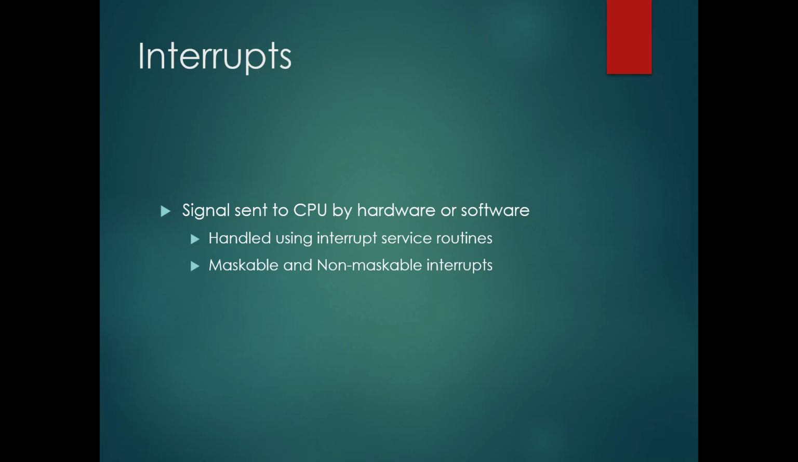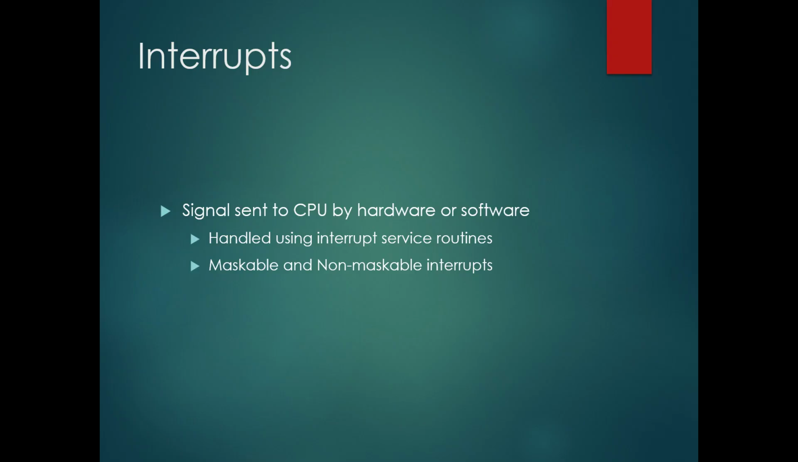Next is interrupt. An interrupt is a signal sent to the CPU by hardware or software. When an interrupt occurs, the CPU stops its current execution and runs an interrupt service routine. There are two types. One is maskable interrupt, another one is non-maskable interrupt. In a maskable interrupt, the interrupt can be ignored, and in a non-maskable interrupt, it cannot be ignored, like memory errors.